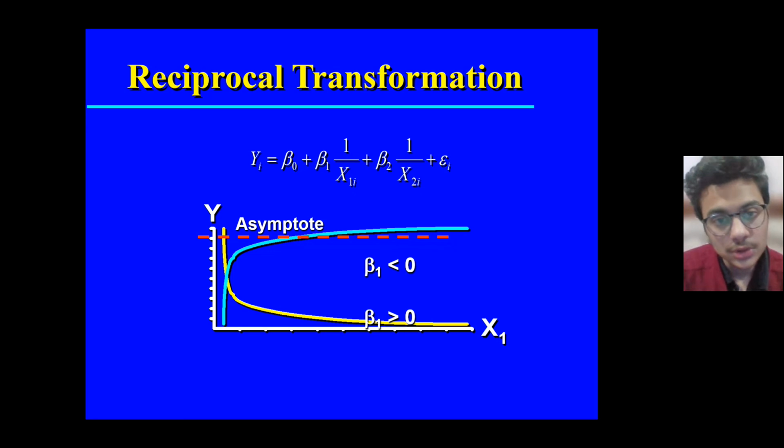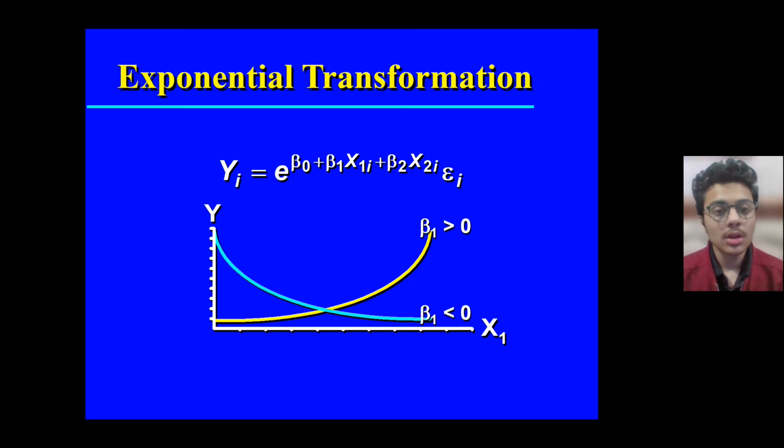Reciprocal transformation. This is a reciprocal graph, and the blue line represents beta 1 less than 0, and the yellow line represents beta 1 greater than 0. This is the exponential transformation equation, and this graph represents the exponential function. You are all familiar with it. The yellow line is for beta 1 greater than 0, and the blue one is for beta 1 less than 0.